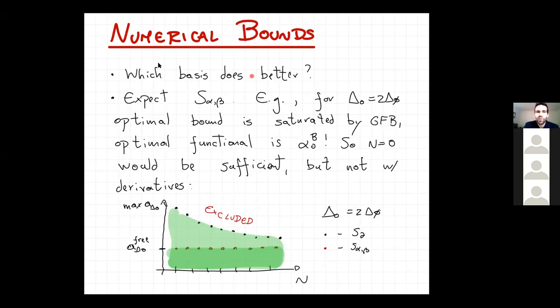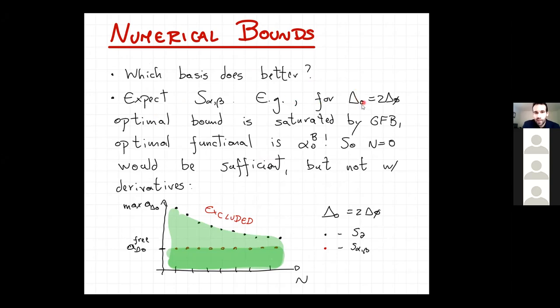Now, why should we use the derivatives, or should we use our functionals? Clearly, I hope to have convinced you that we should use our basis, because I've already shown you that in many circumstances, our basis gives optimal bounds.